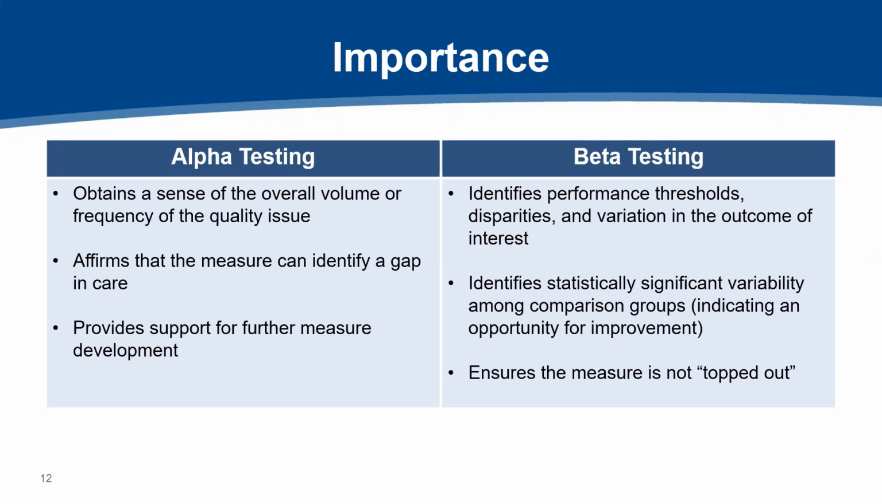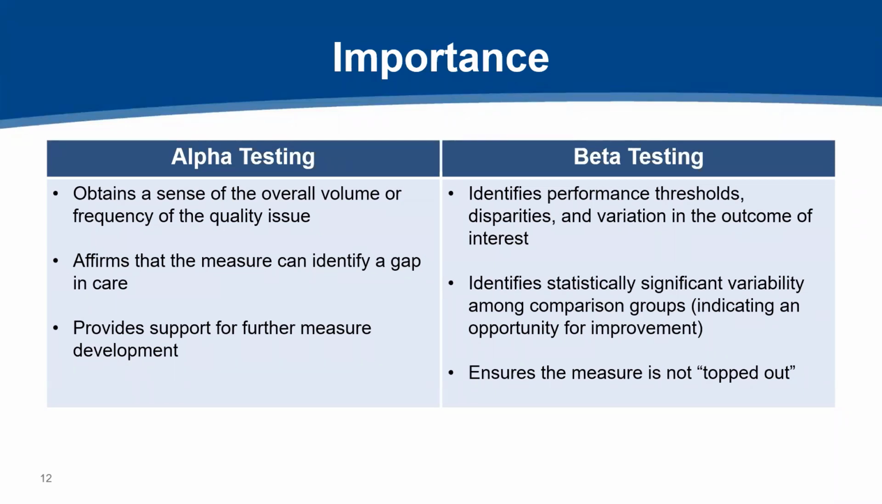On the other hand, beta testing will support importance evaluation through identification of performance thresholds, identification of disparities, and identification of variation in the outcome of interest. You can also identify statistically significant variability among comparison groups that you're interested in, which would be an indication that there is indeed an opportunity for improvement.